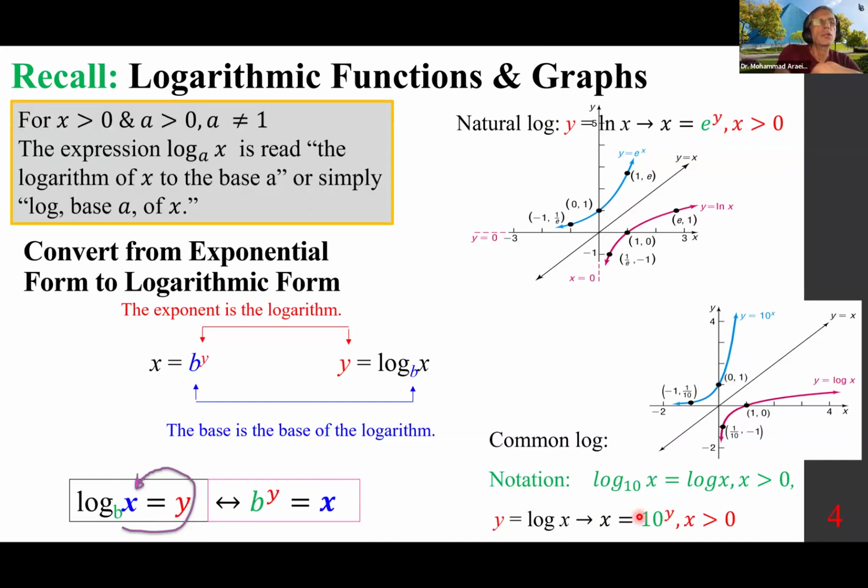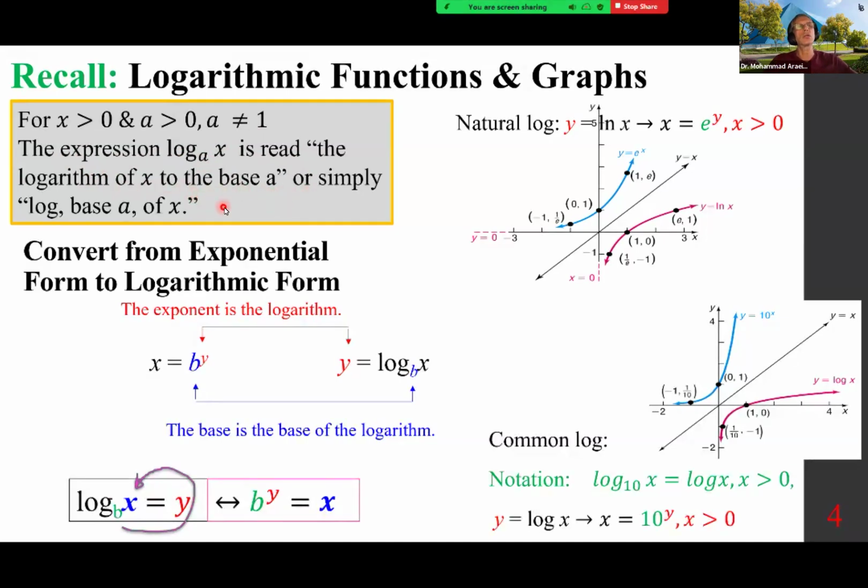So for x larger than 0 and a larger than 0 and a not equal to 1, the expression log x base a is read the logarithm of x to the base a, or simply log base a of x. That's how you would read that.